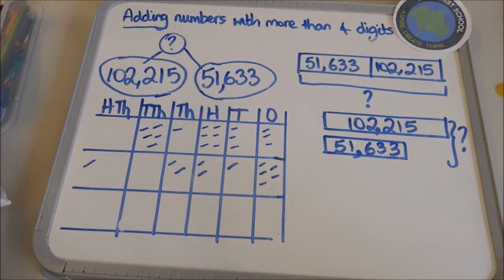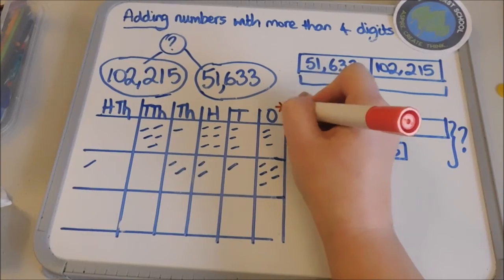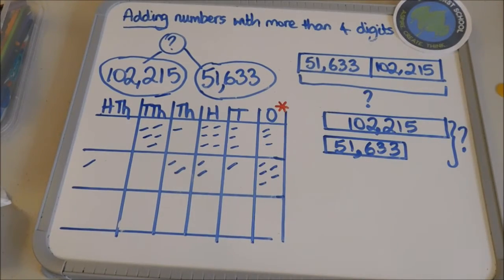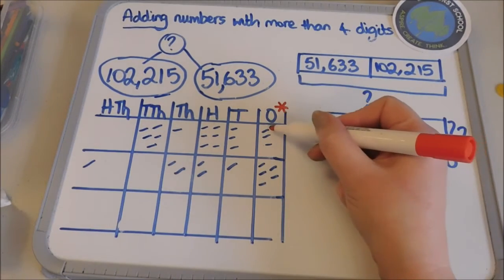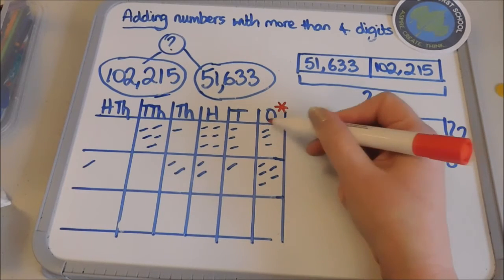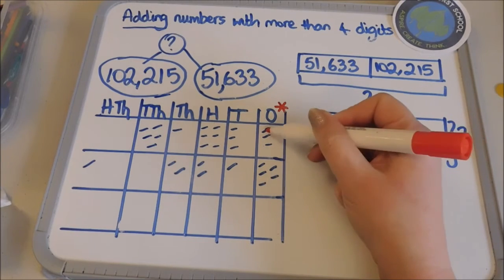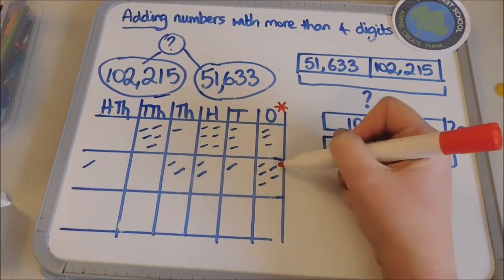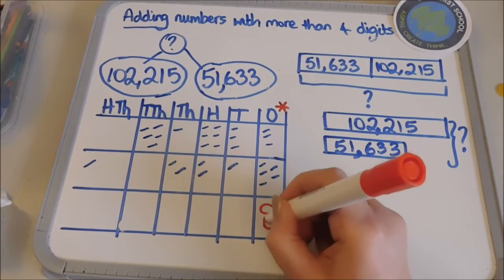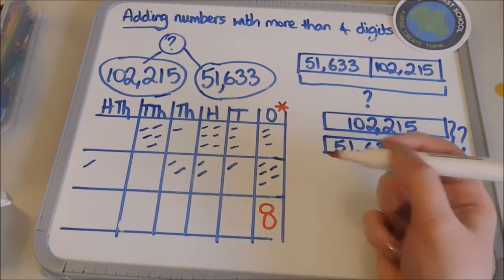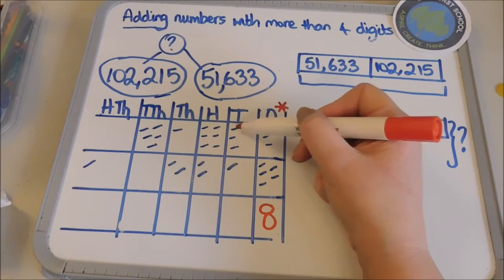Okay, now I'm going to start with my smallest column. When I'm adding, always start with your smallest column. So I'm going to start with my ones, and I'm going to add them up. So I've got 3 here. Okay, so get your children, if they can, to start holding that number in their head. So that's 3 add 5. 3, 4, 5, 6, 7, 8. That's fine. I'm allowed 8 in that column. That's absolutely fine. Okay, then I move to the next column.